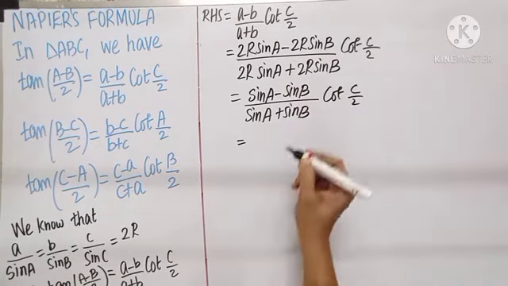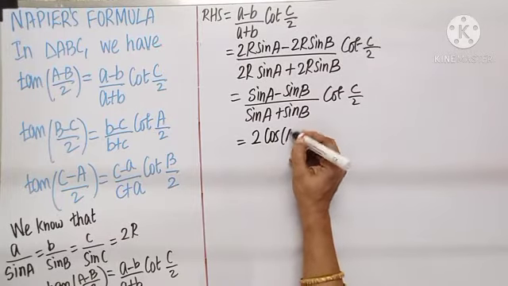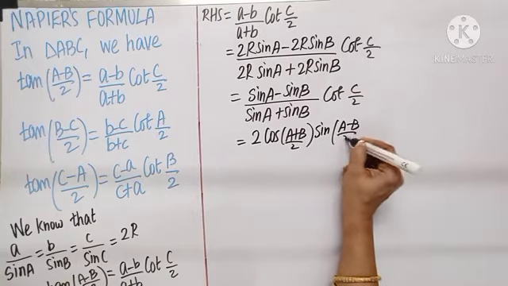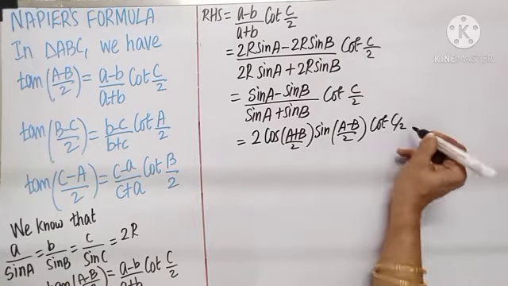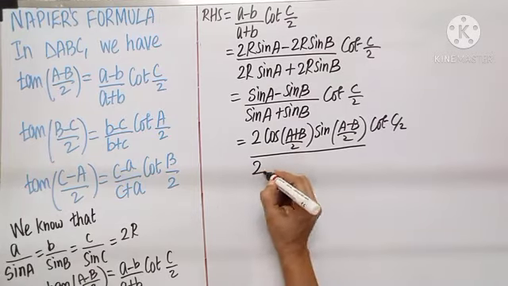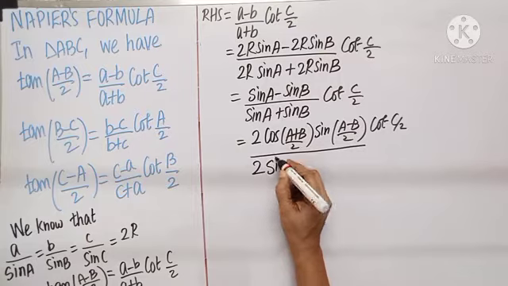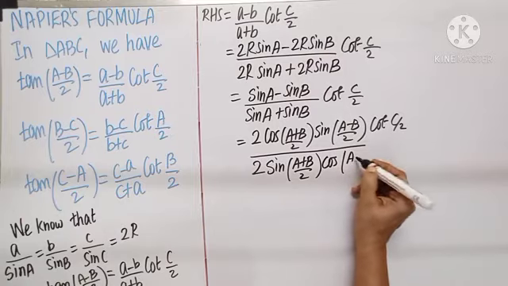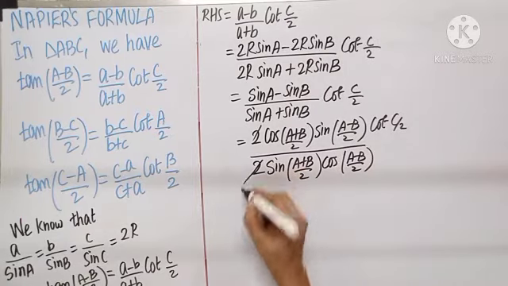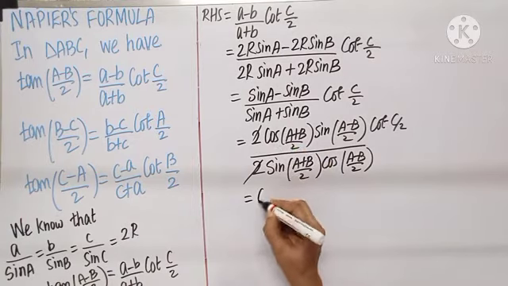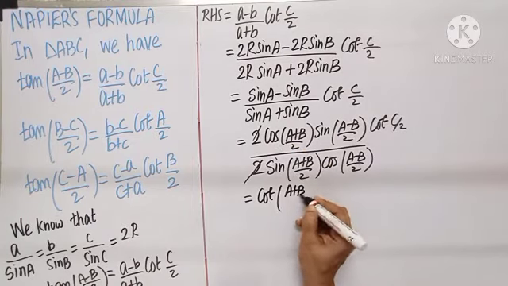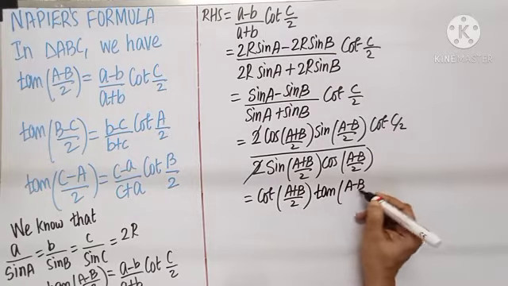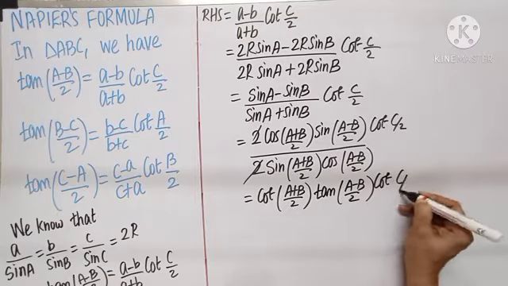What is sin A minus sin B? It is 2 cos (A plus B)/2 sin (A minus B)/2 into cot C/2. The denominator, sin A plus sin B, is 2 sin (A plus B)/2 into cos (A minus B)/2. The 2 and 2 we can cancel. Cos by sin is nothing but cot (A plus B)/2, and sin by cos is tan (A minus B)/2, into cot C/2.